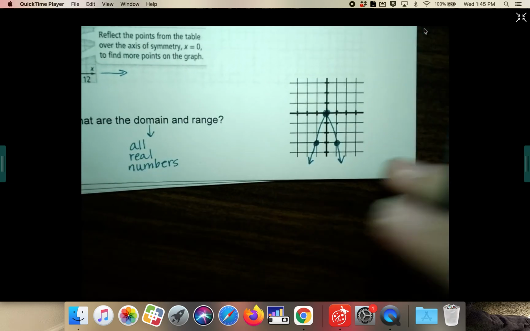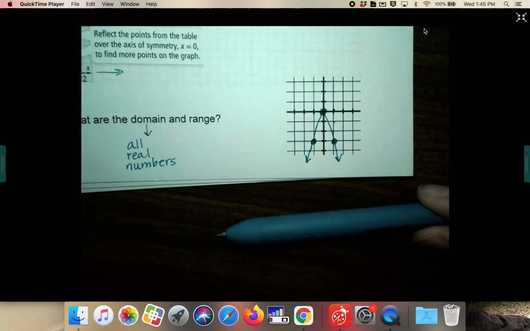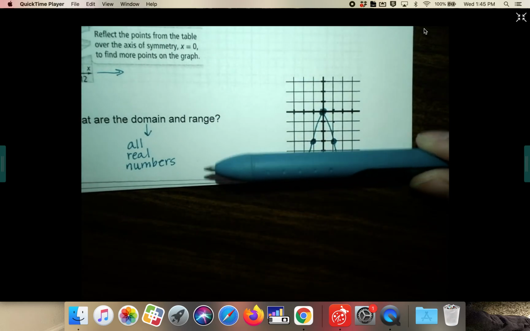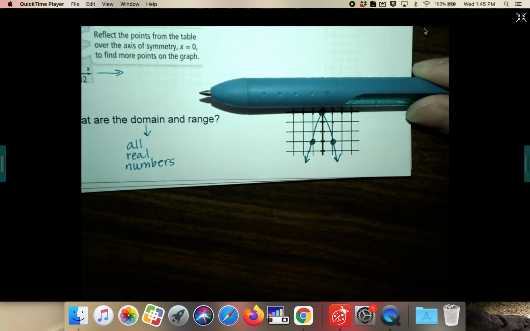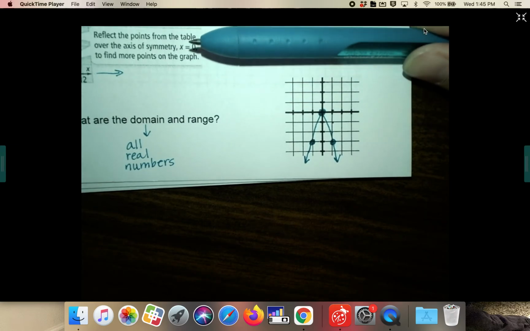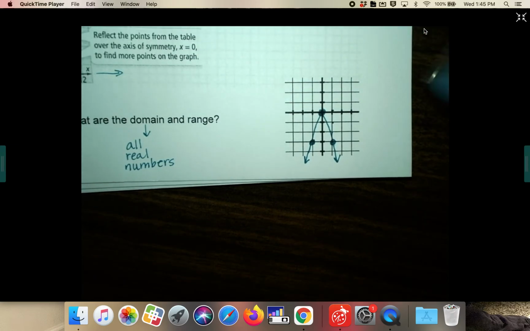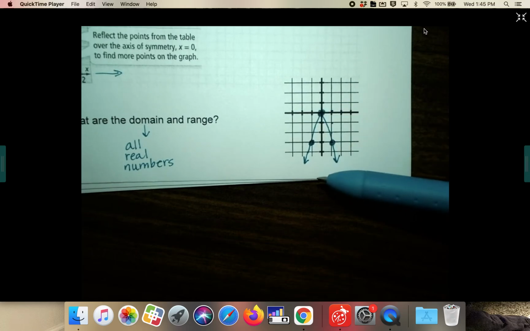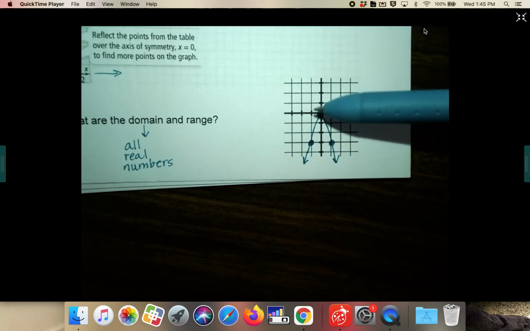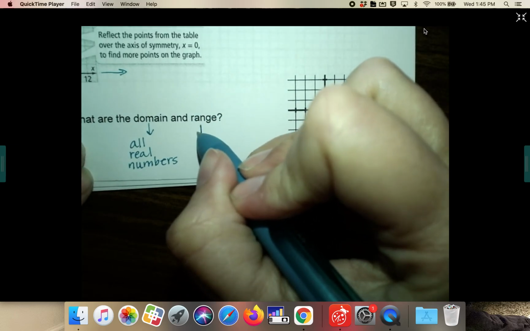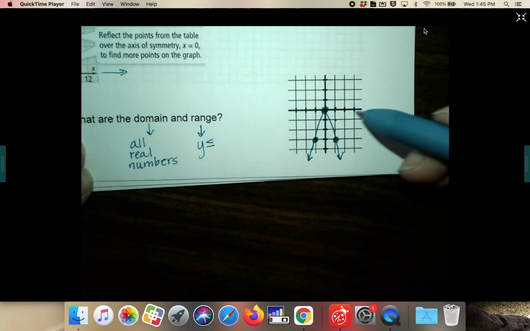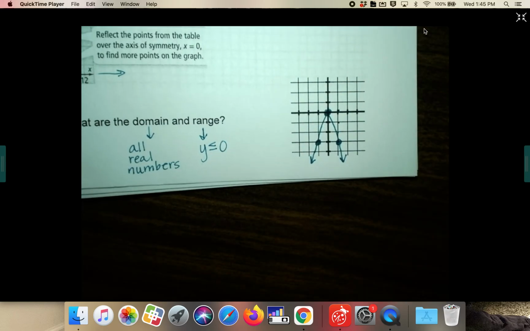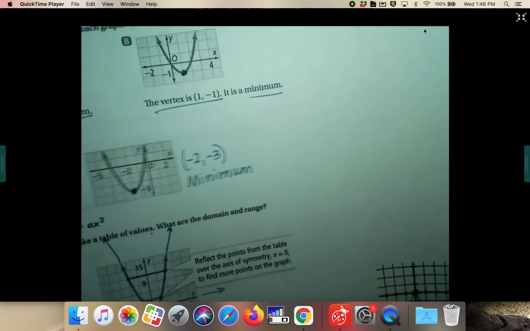But the range is going the other direction horizontally. I'd touch the parabola here, here, here, here, here, here. But once I get above the 0, this is not touching my parabola at all. None of these include the parabola. So it's going to include all numbers less than 0, but nothing greater. So the range is going to be y is everything less than or equal, because it's on the 0 itself, 0.